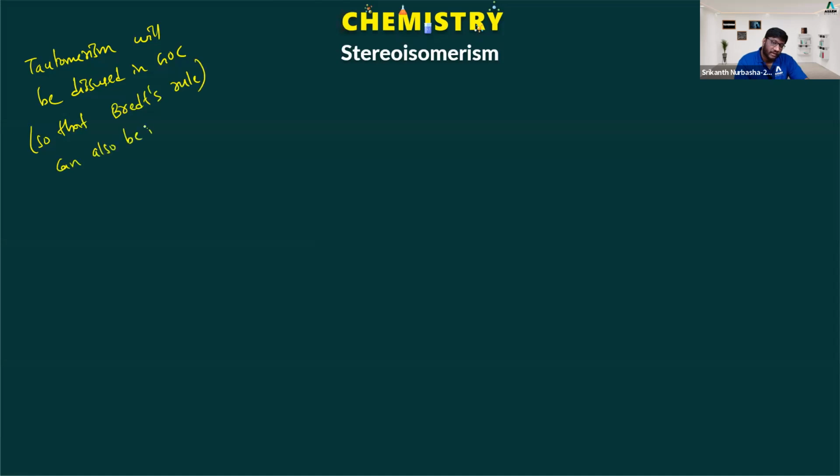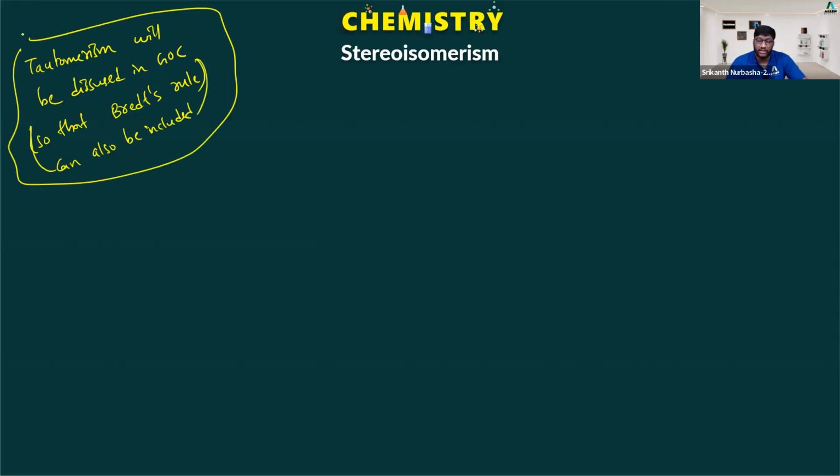Tautomers. Tautomerism will be discussed in GOC because we have to discuss Brett's rule. Remember this tautomerism concept, whatever you have, that will be discussed in GOC. I'll write it down: tautomerism will be discussed in GOC, so that Brett's rule can be included. Anyone knows Brett's rule? We'll discuss all that. Brett's rule will be included, and tautomerism will be discussed.